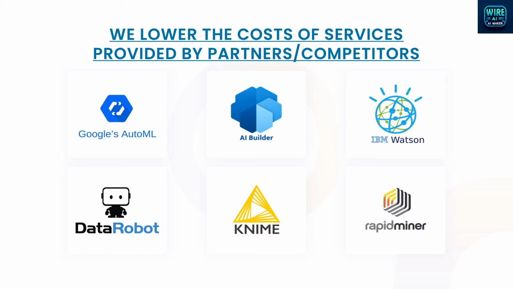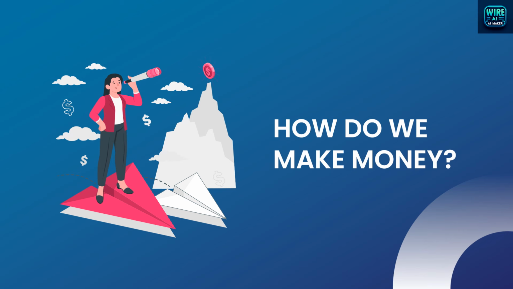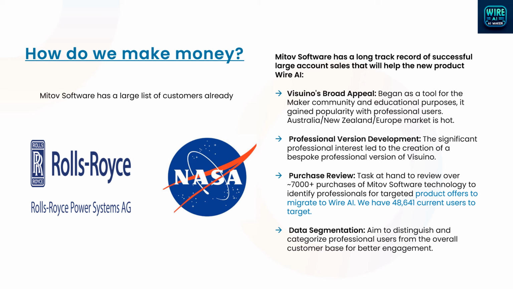We'll have a lot of partners. We'll work with distributors, we'll work with value-added resellers, and we'll work with some of the big providers of AI solutions. We're going to help lower the cost of their services provided by our partners and by our competitors. Big cloud providers don't have an incentive to lower the consumption cost of their services, but we do, and we will. So how do we make money?